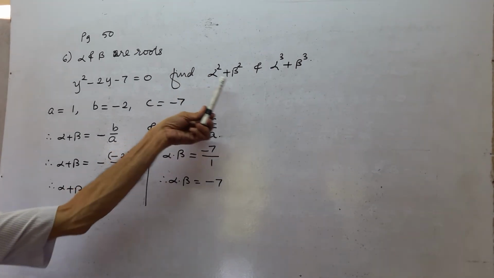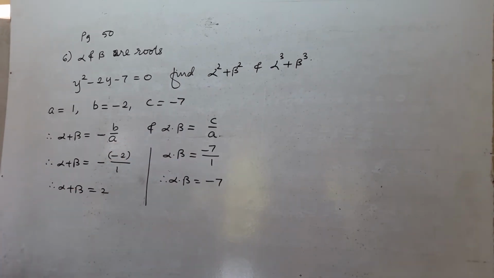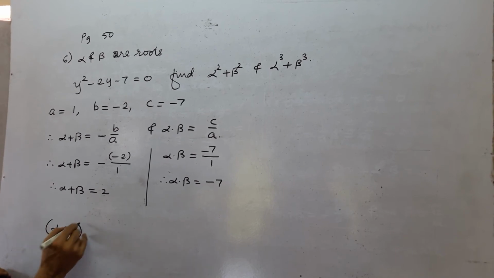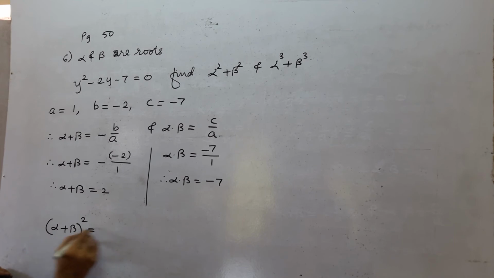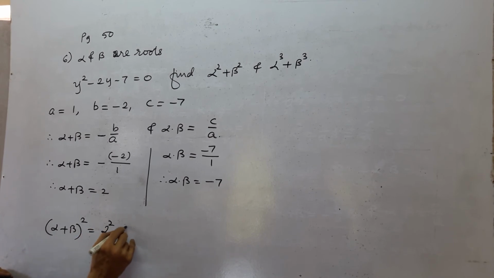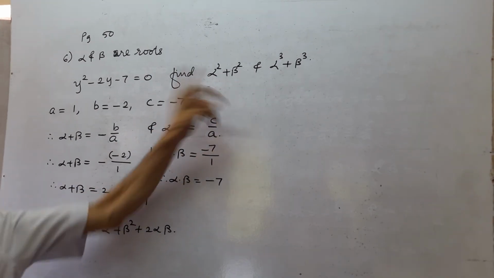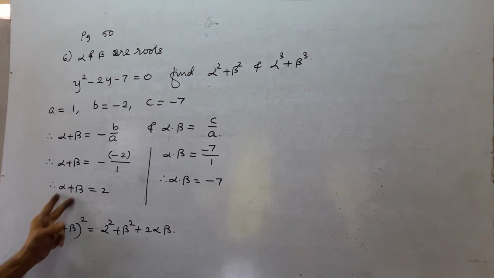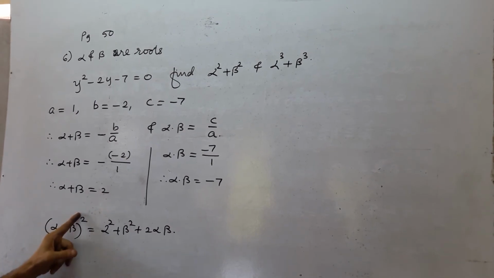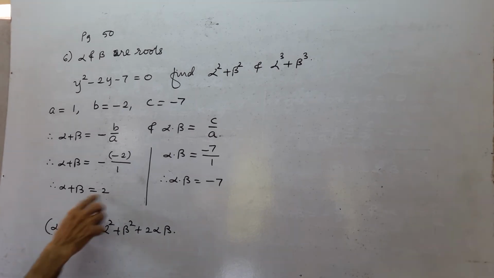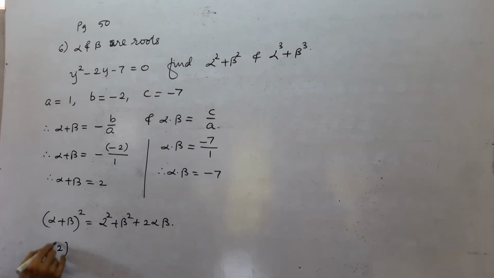Okay, we have to find alpha square plus beta square. We have a formula: if we take alpha plus beta whole square, the expansion is alpha square plus beta square plus 2 alpha beta. This is our formula, because we have to find alpha square plus beta square, and that's why we take the square of alpha plus beta. So alpha plus beta whole square is equal to alpha square plus beta square plus 2 alpha beta. Now alpha plus beta we know is 2, so write 2.